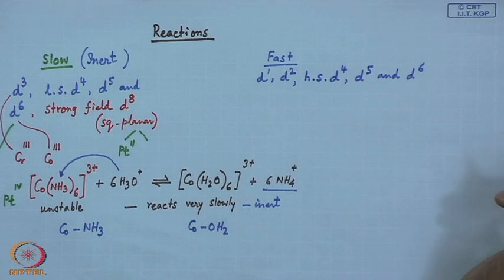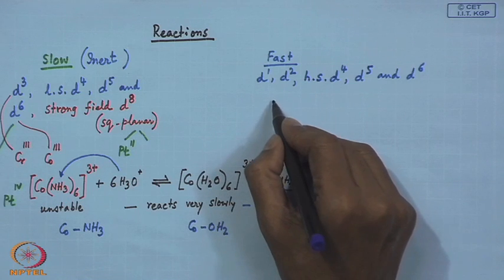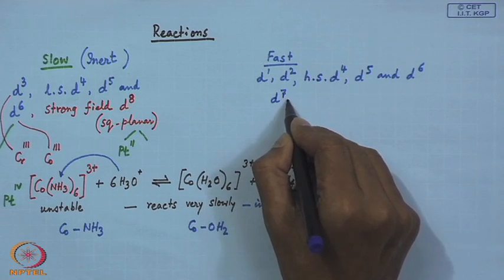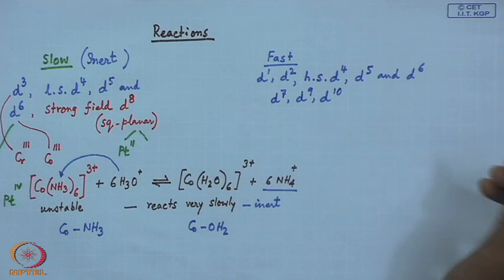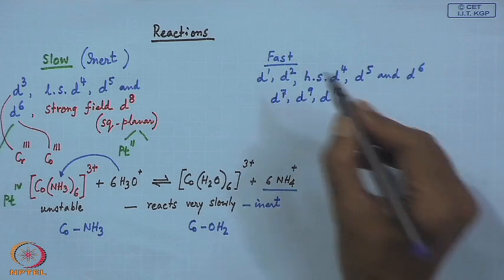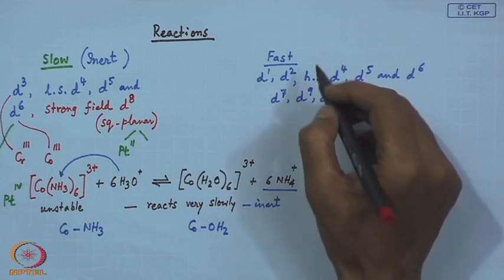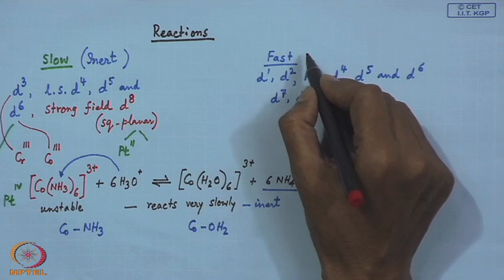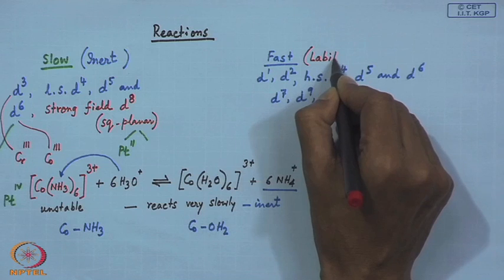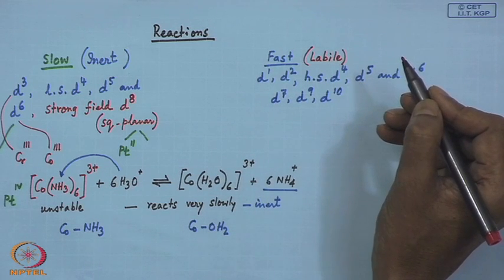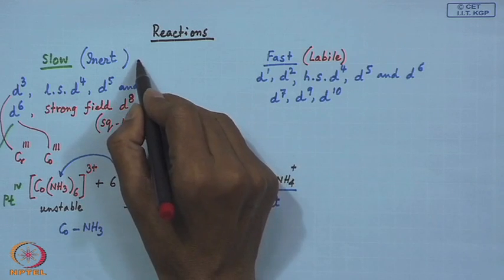and d6, can give rise to fast reactions, as well as d7, d9 and d10, which is zinc(II). In this case, where we have these metal ions, the metal ion configurations tell us that the reaction would be fast, that means the corresponding complexes are labile in character. So these are the two extreme ranges we can have.